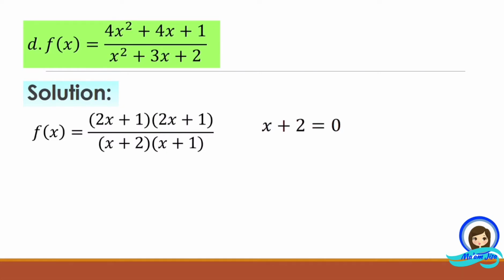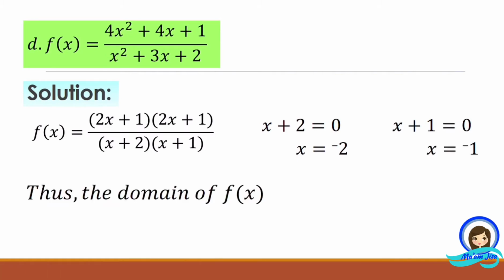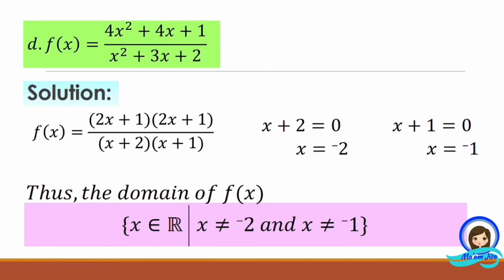Now, we have two values of x's. So we need to equate first x plus 2 to 0. x equals -2. Then we also have x plus 1. Equating it to 0, we have x equals -1. Therefore, the domain of f of x is a set of x's where x is an element of real numbers such that x is not equal to -2 and x is not equal to -1. These two values can make the function undefined. They are not part of the domain.